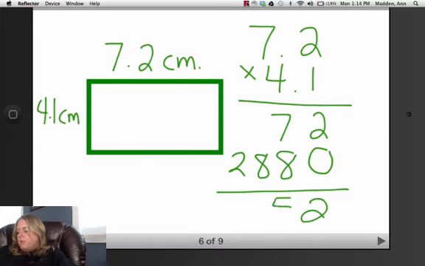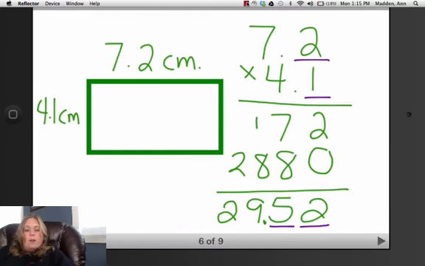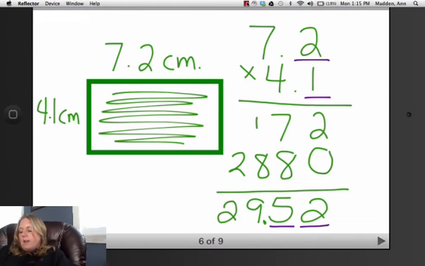2, 5, 9, 2. Now what I need to do is go back and look at how many places are behind the decimal. I see 1, 2 places behind the decimal. So in my answer, I need to have 2 places behind the decimal, so my decimal would end up right here. My answer for the area inside this rectangle is 29 and 52 hundredths centimeters squared.